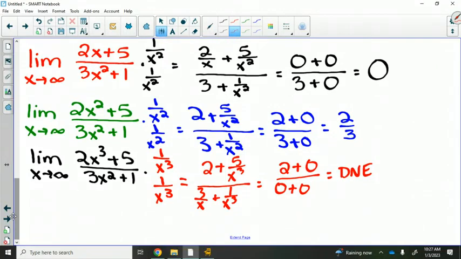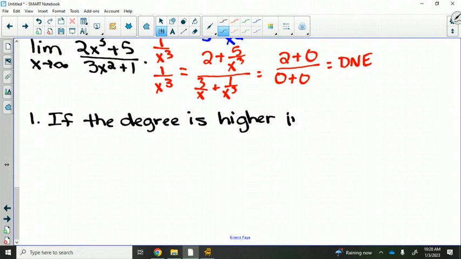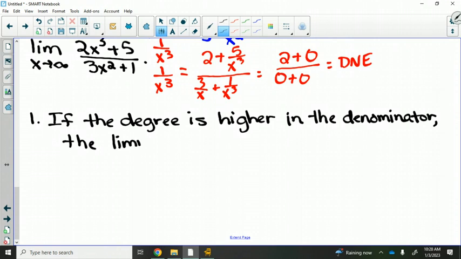Okay, so let me write those rules out so we have them in our notes, and this will help us know our answers. So first one, if the degree is higher in the denominator, the limit / horizontal asymptote is 0.